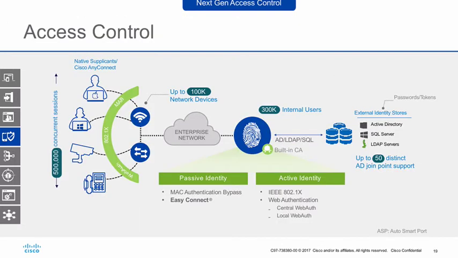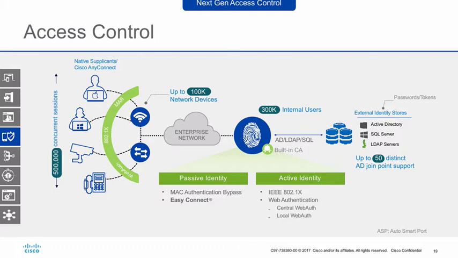So what does our access control look like? Well, we talked about it working across three main silos of wired, wireless, and VPN, okay? ICE can use either native supplicants of endpoints or supplicants such as Cisco AnyConnect. We can support up to 500,000 concurrent connections, okay? 500,000 active sessions, 500,000 people connected to the network. ICE supports up to 100,000 network access devices, so 100,000 routers, switches, wireless LAN controllers, VPN concentrators, et cetera.